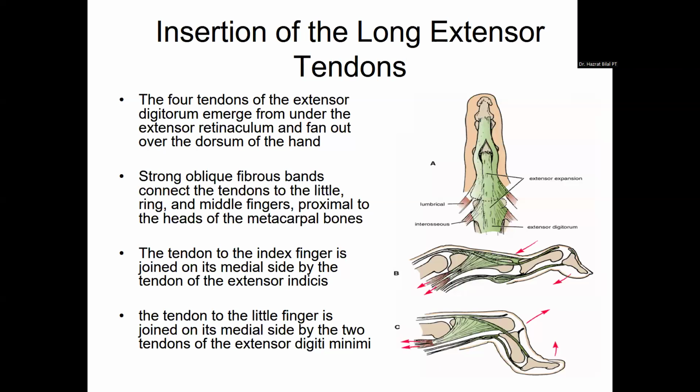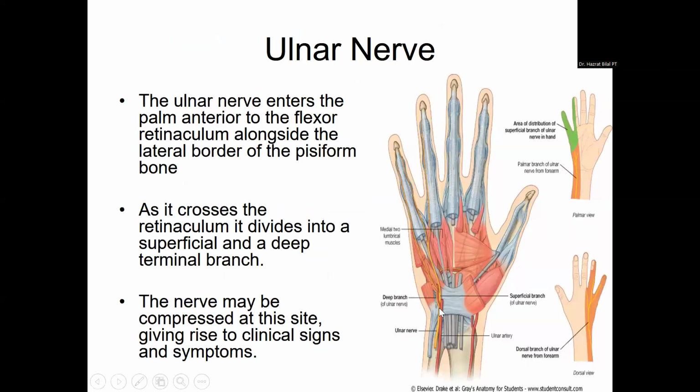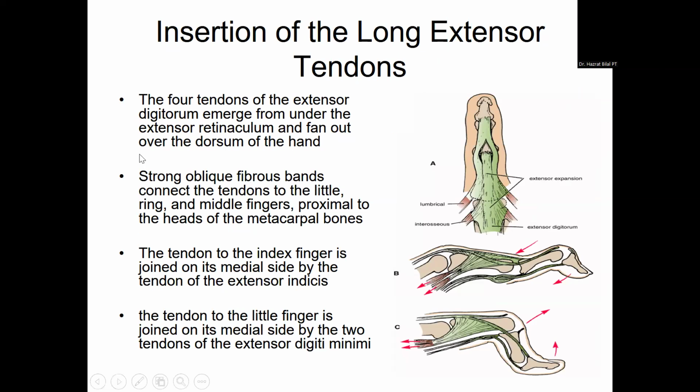So this is the insertion of the long extensor tendon. We have discussed the flexor tendon, and now where the extensor tendon attaches. The four tendons of the extensor digitorum emerge from under the extensor retinaculum. This extensor retinaculum is actually the continuation of the flexor retinaculum. This is the flexor retinaculum and it exactly continues as the extensor retinaculum. Then they spread out over the dorsum of the hand.